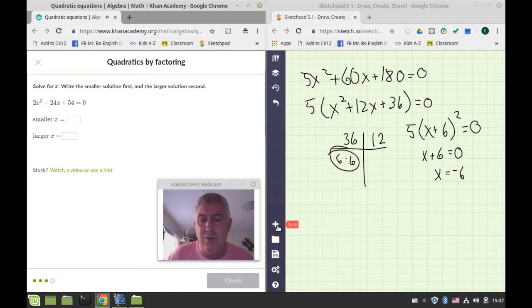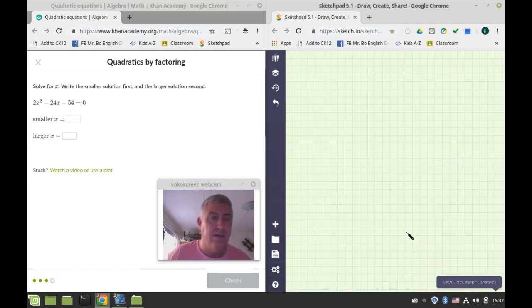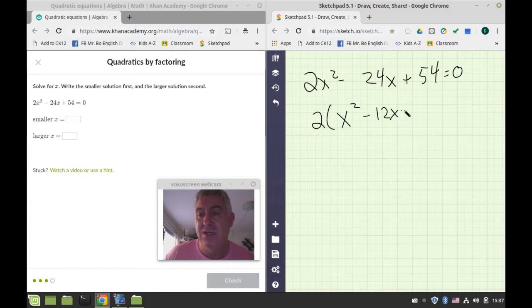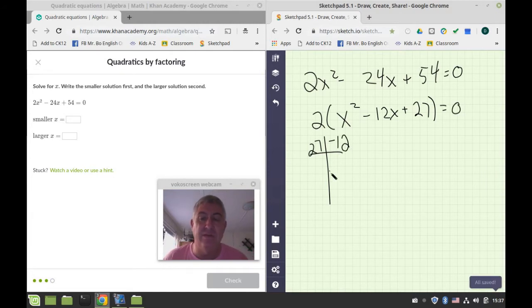Okay, and we have one more problem in this set. Again, I can pull out that 2. Minus 12x plus 27 is equal to 0, so what factors do I want? I want factors of 27. And what sum do I want? I want the sum of negative 12.